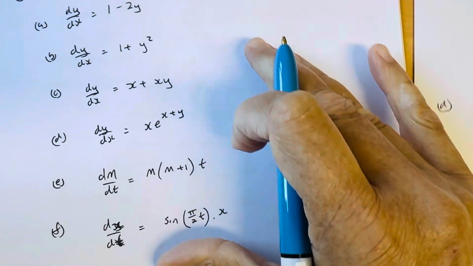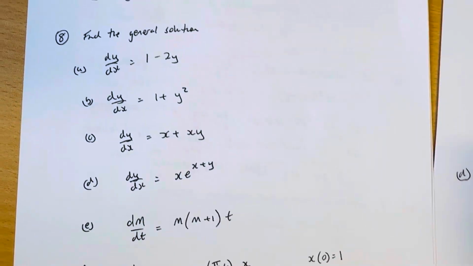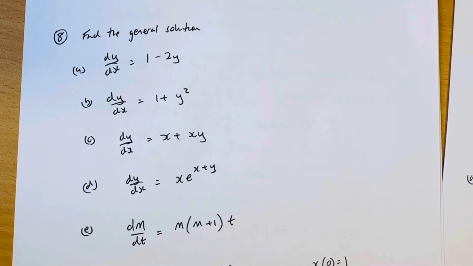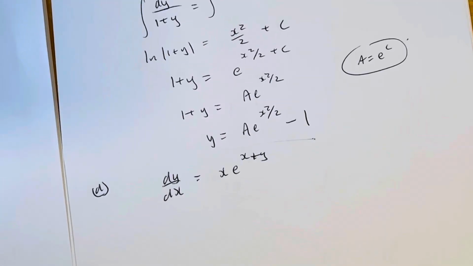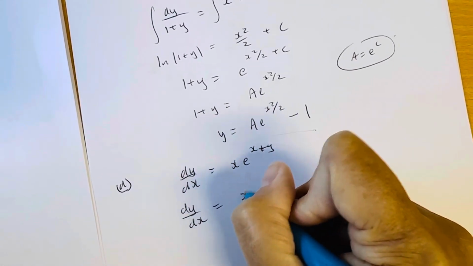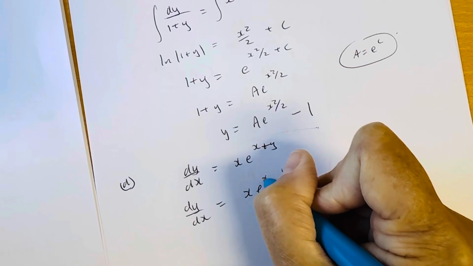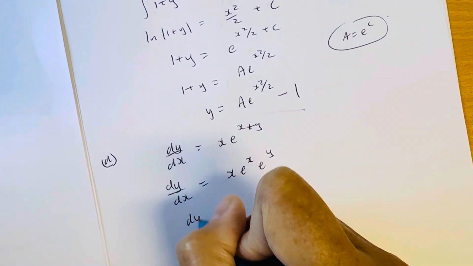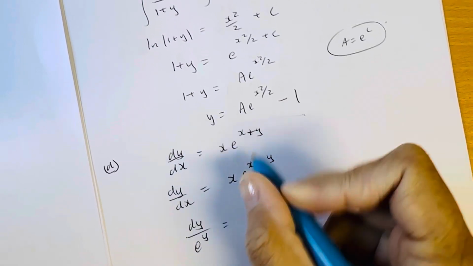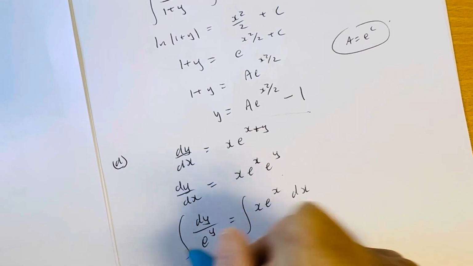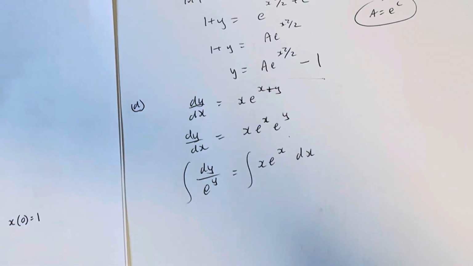Let's do D as well. D is dy/dx equals x e to the x plus y. Okay, again we need to separate our variables out. dy/dx equals x e to the x, e to the y. Remembering our index laws, we can separate it like that. So that becomes dy over e to the y equals x e to the x dx, to integrate both sides.